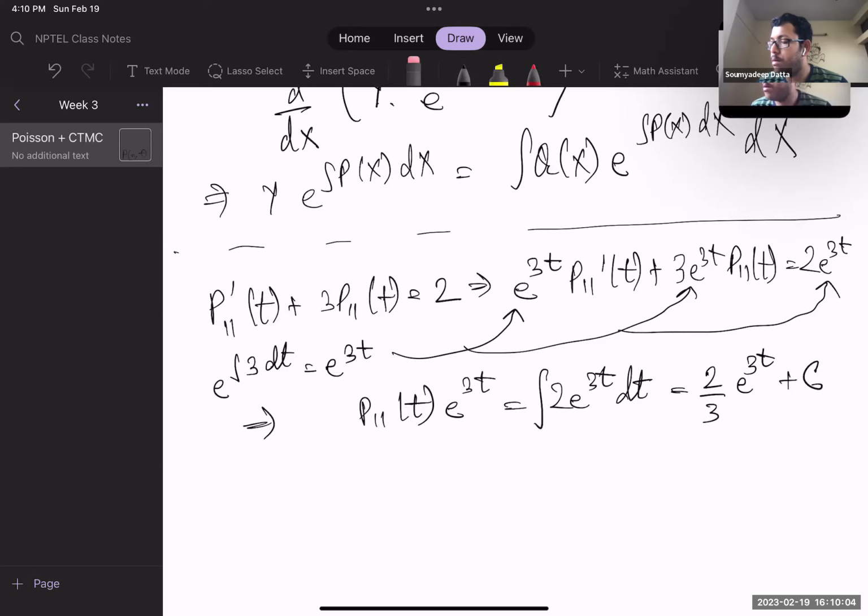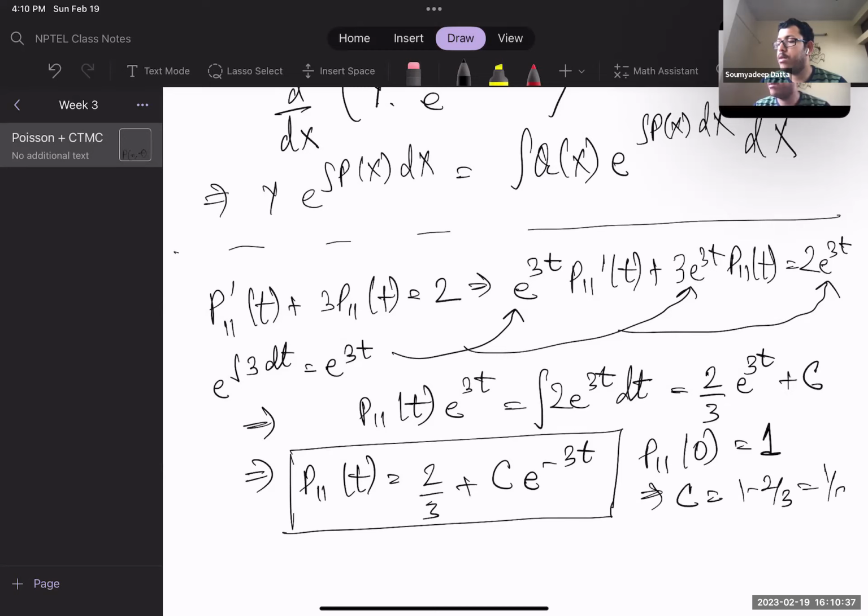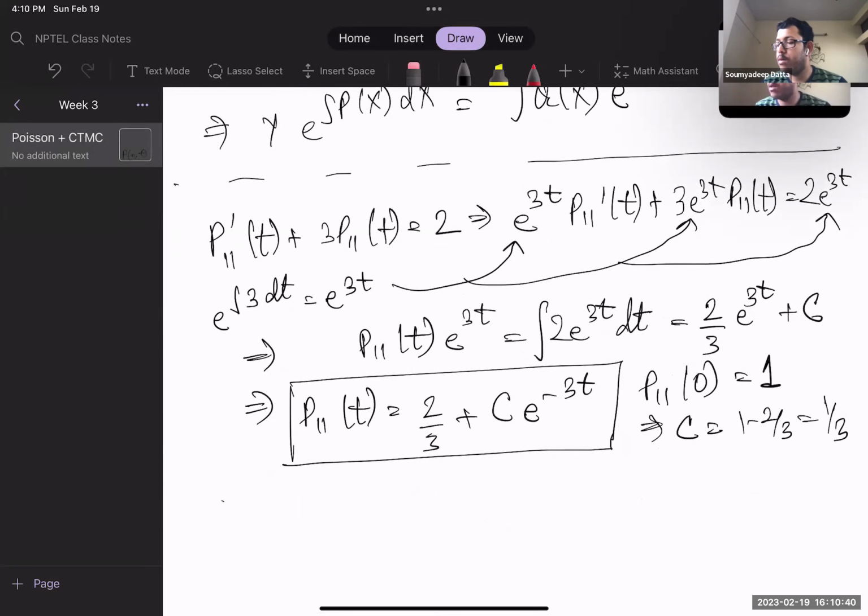So if you actually see, p11 of t will be 2 by 3 plus some constant times e to the power minus 3t. Now this is a general solution. For a particular solution, you need to substitute the property that p11 of 0 is equal to 1. If you put t equal to 0, then you will get c equal to 1 minus 2 by 3, that is 1 by 3. So then you get your final form of p11 of t equal to 2 by 3 plus 1 by 3 e to the power minus 3t, something like that.